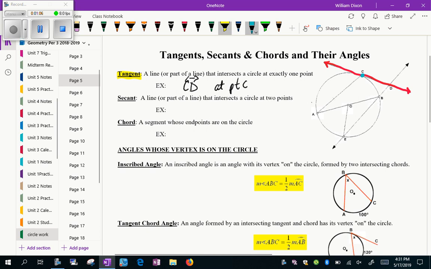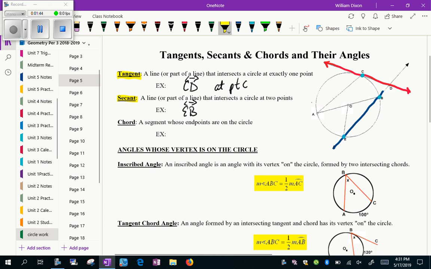All right, the secant. Secant is a line or a part of a line that intersects a circle at 2 points. So an example of my secant is going to be line EB. And that is, let's choose this color. Okay, so line EB is a secant to the circle. And the points that it intersects are point E and point B.